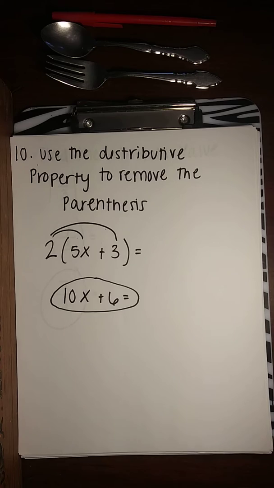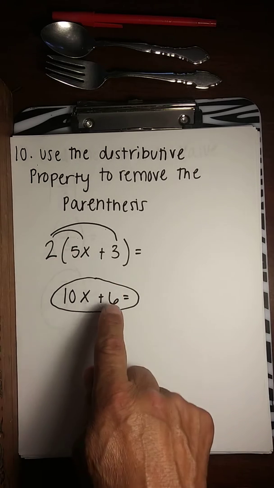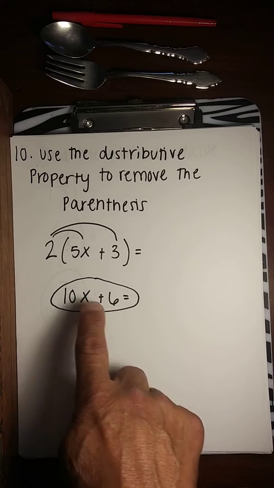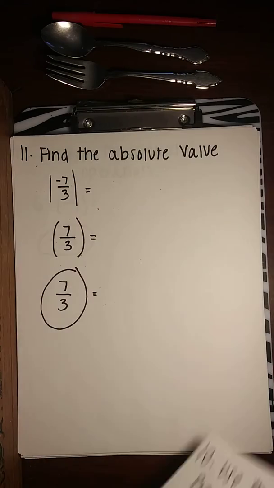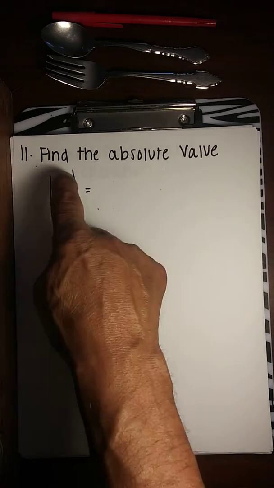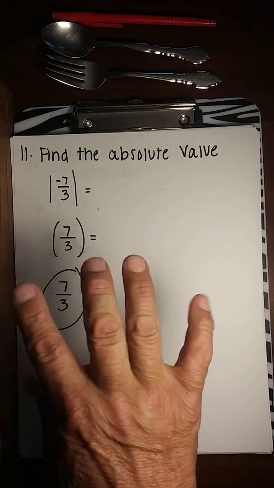Use the distributive property to remove the parentheses. 2 times 5x is 10x. 2 times 3 is 6. Next, evaluate the absolute value of negative 7 over 3. I mean, negative 7 over 3, yep. The absolute value is 7 over 3, and we're done.